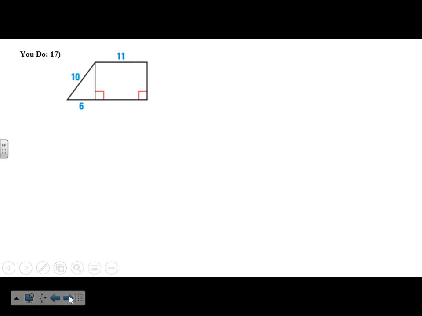So this one, I think this one, oh, this is really similar. So again, I need this height right here. That height is the same as this height, but we don't know either of them. So we have to use 6 squared plus, we call it h again, is equal to 10 squared. That's 36 plus h squared is equal to 100.